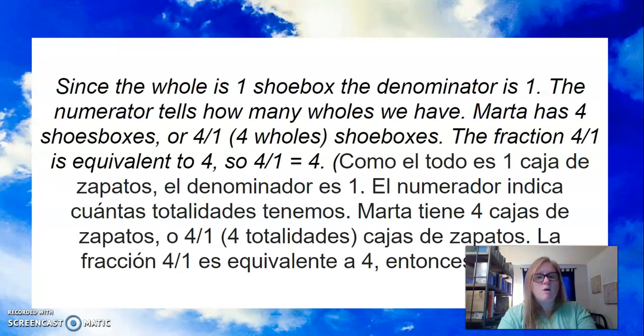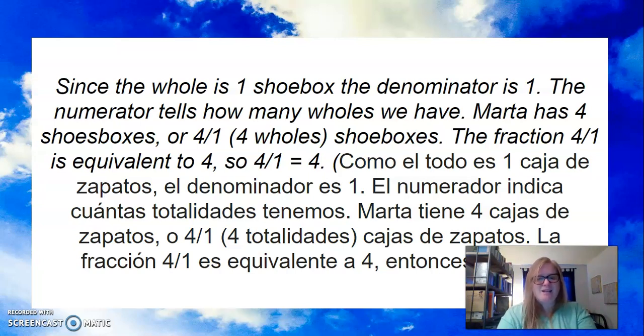Since the whole is 1 shoebox, the denominator is 1. The numerator tells how many wholes we have. Marta has 4 shoeboxes, or 4 over 1, which means 4 wholes, shoeboxes. The fraction 4 over 1 is equivalent to 4. So 4 over 1 equals 4.